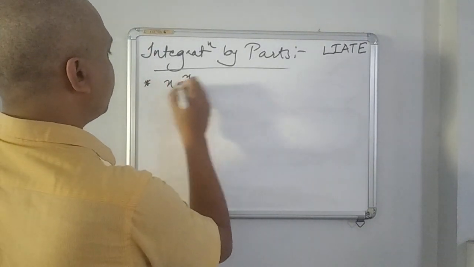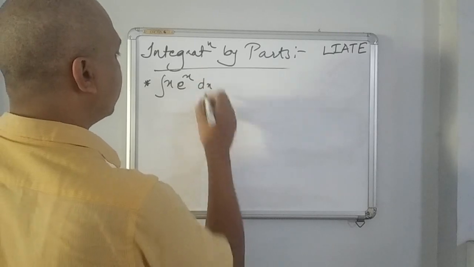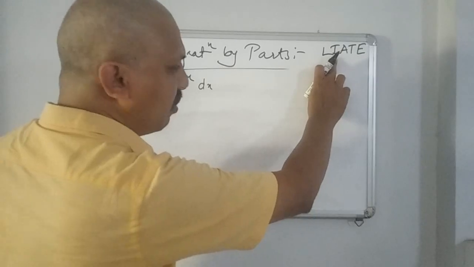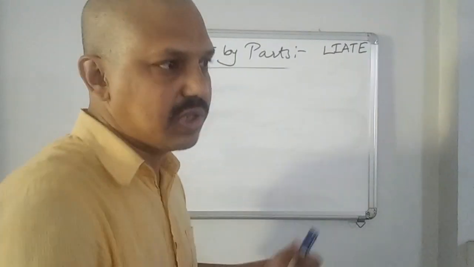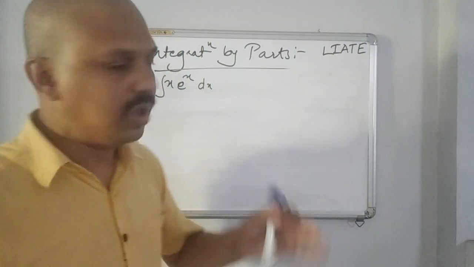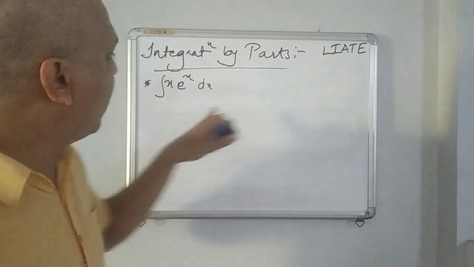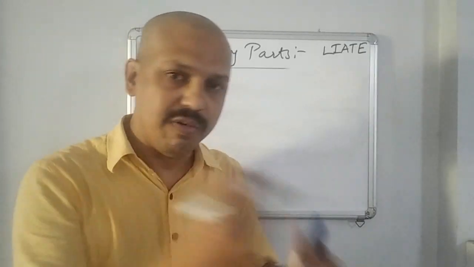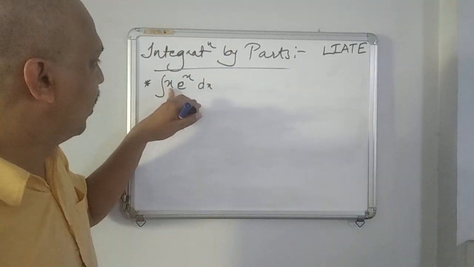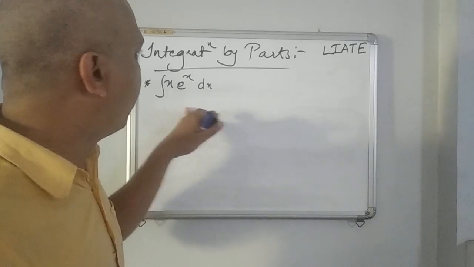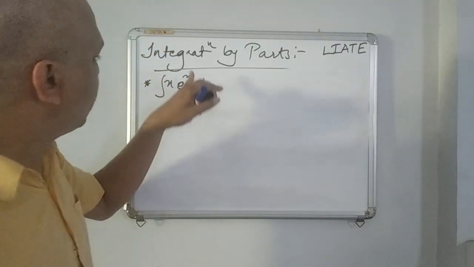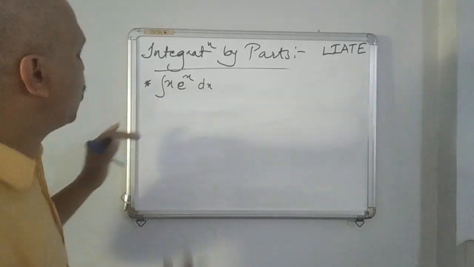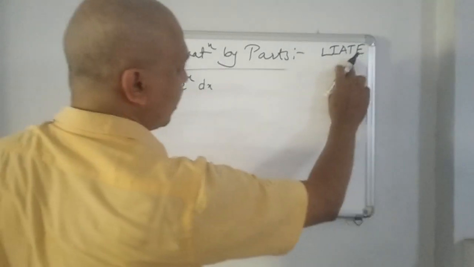x into e raised to x into dx. So it should be L-I-A-T-E. There is no logarithm here. There is no inverse, sine inverse, cos inverse, tan inverse, or sec inverse, cosec inverse, cot inverse. Arithmetic is x raised to 1, x raised to 2, x raised to 3, x raised to 5 by 2, x raised to 7 by 2. Everything is arithmetic. It is there. x raised to 1. Trigonometric, there is no trigonometric. The exponential, a raised to x or e raised to x or 5 raised to x or 10 raised to whatever, it is there. So we have arithmetic and exponential. It is in the right order.